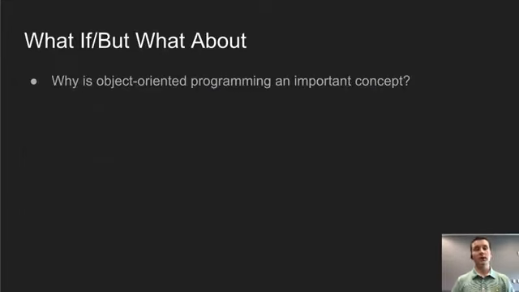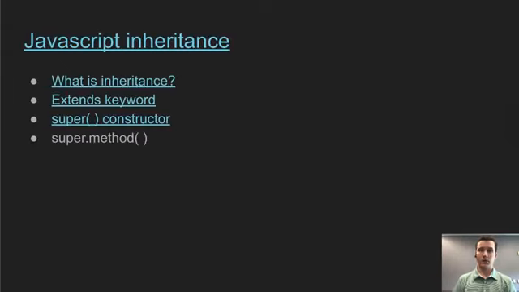What about? Why is object-oriented programming an important concept? Object-oriented programming is famous because it implements real-world entities like objects and hiding and inheritance and all these other wonderful concepts. What is JavaScript inheritance?